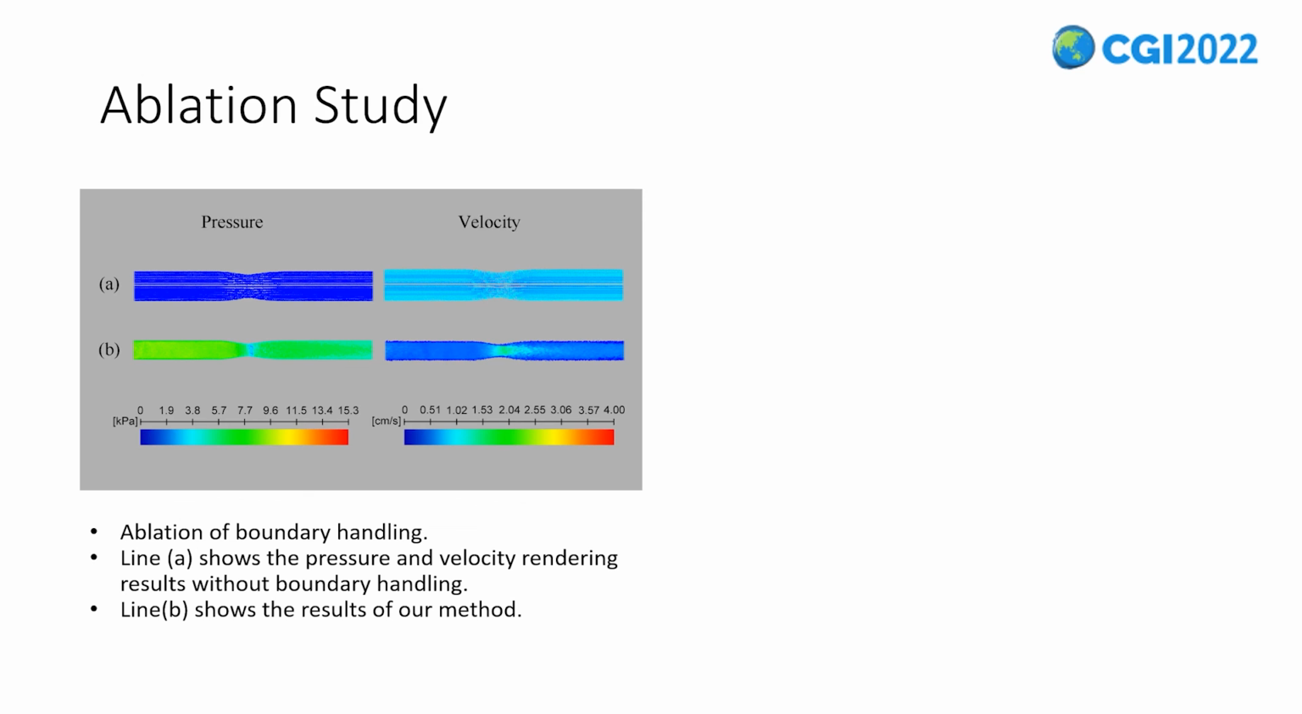In the ablation experiment, we discarded the density contribution of the vascular boundary, and the particles in the vessel were free from any constraints and scattered around without considering boundary conditions.